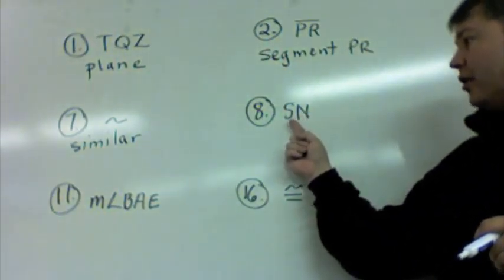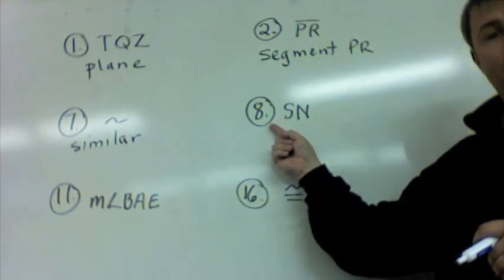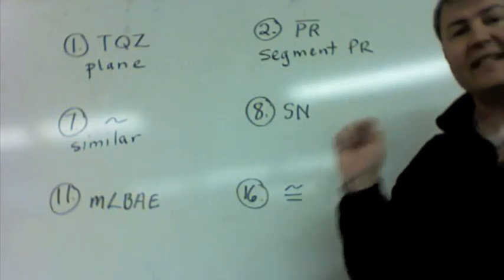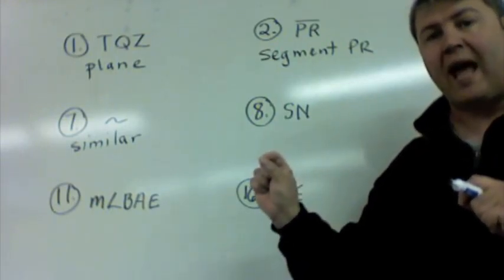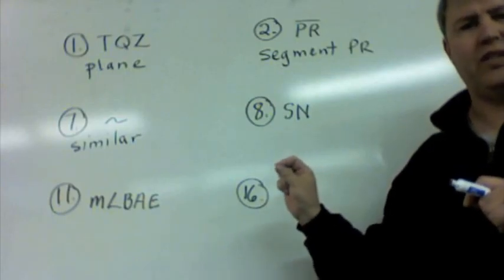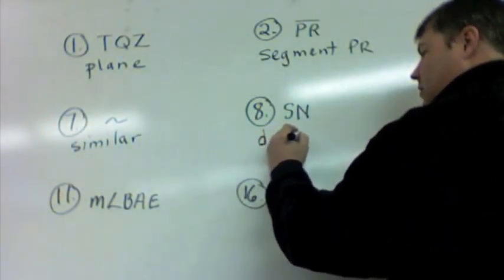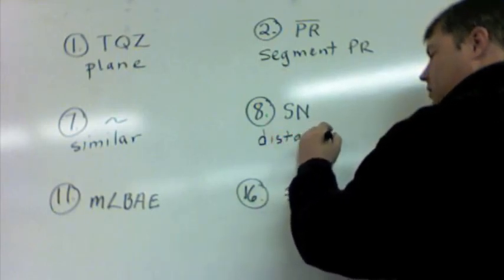All right. If you just had two letters, S and N, this is number 8, by the way, with no other markings, that's a distance. That is the distance from S to N. It's like some measurement, some number. All right, so I'm going to put distance. And that will be my answer.